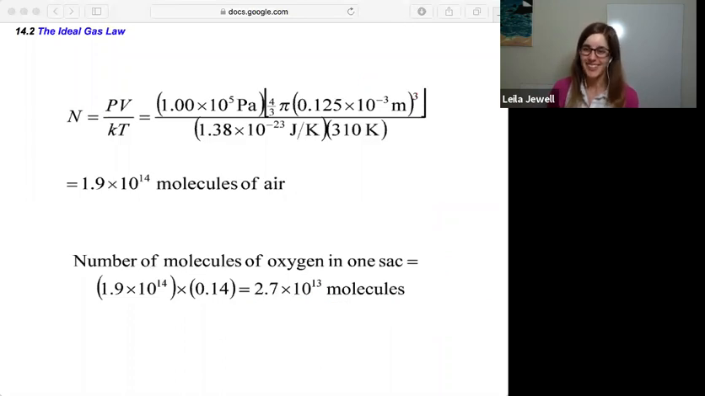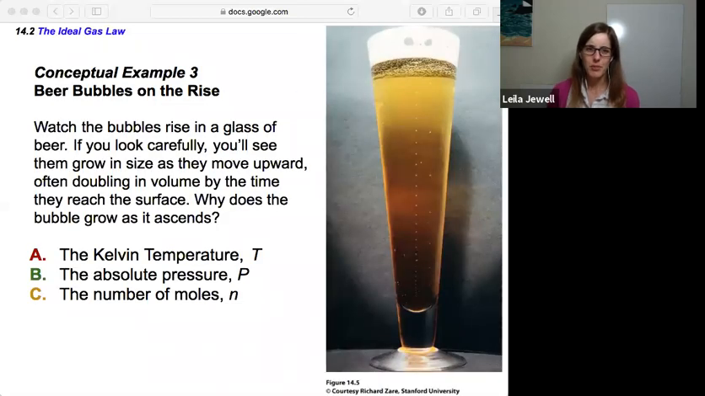Pretty nifty. All right, one more example, a conceptual example of beer bubbles on the rise. If you watch the bubbles rise in a tall glass of beer and look carefully, you'll see them grow in size as they move upward, often doubling in volume by the time they reach the surface.